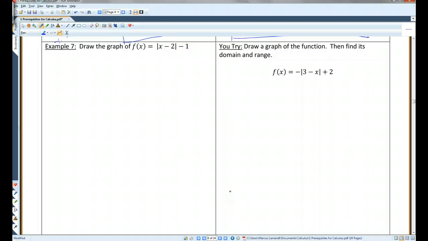Okay. Example 7. Draw the graph of the absolute value of x minus 2 minus 1. You could use a calculator, but hopefully you guys remember how to translate. The graph of the absolute value of x, as you hopefully recall, looks something like this. It's a V. If I'm going to subtract 1 outside the parentheses, it's going to move down 1. If I subtract 2 inside the parentheses, it's going to move over 2.